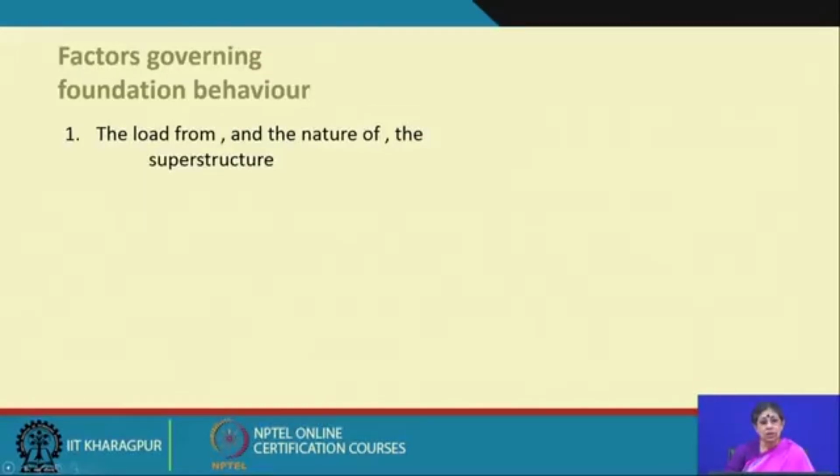In the Leaning Tower of Pisa also, we have seen that initially it was not designed properly. So, the load from and the nature of the superstructure can be a factor which causes some sort of a foundation problem.